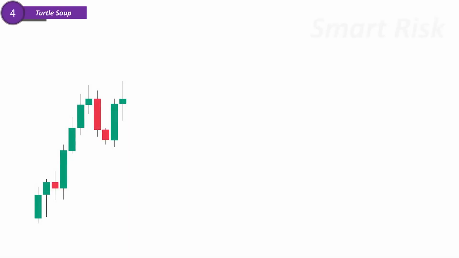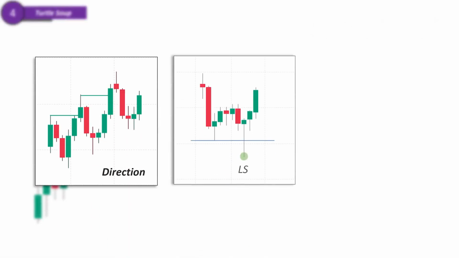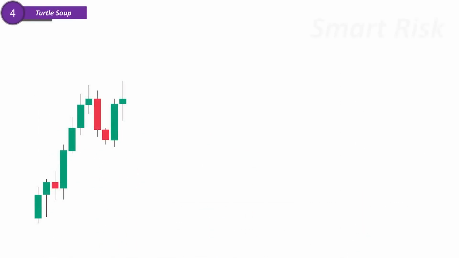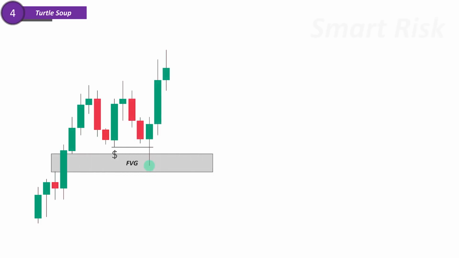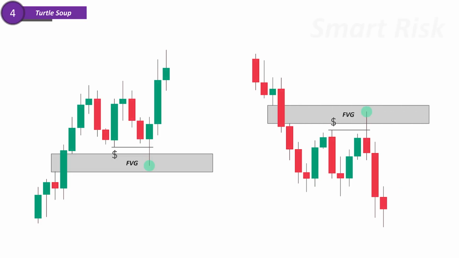Number 4. Turtle soup. The turtle soup setup is another trading model that combines the concepts of market direction, liquidity raid, and fair value gap entry. A high-probability bullish turtle soup setup occurs when the price raids liquidity below a recent low, while resting above a bullish fair value gap. Similarly, a bearish turtle soup occurs when the price raids liquidity above a recent high, while resting below a bearish fair value gap. Now, how do we enter the market?